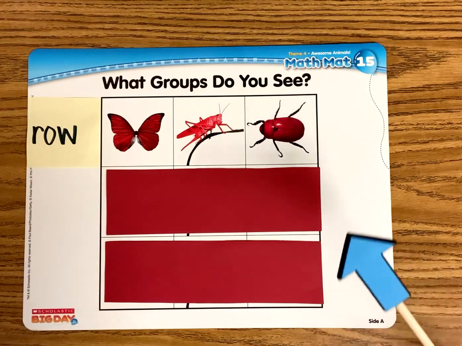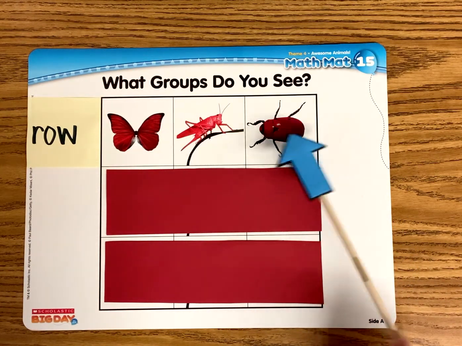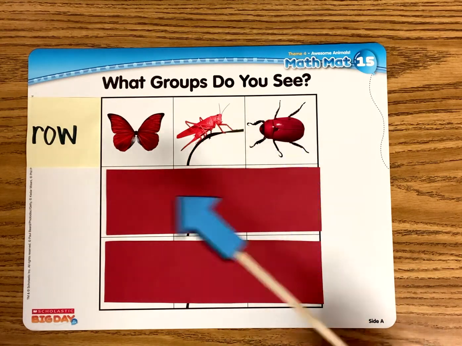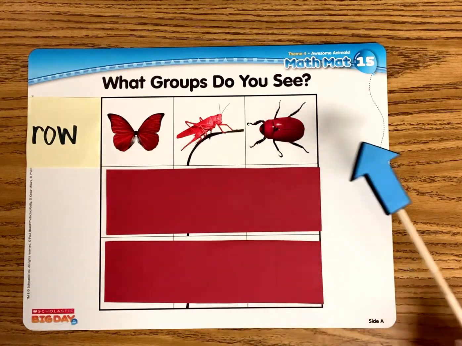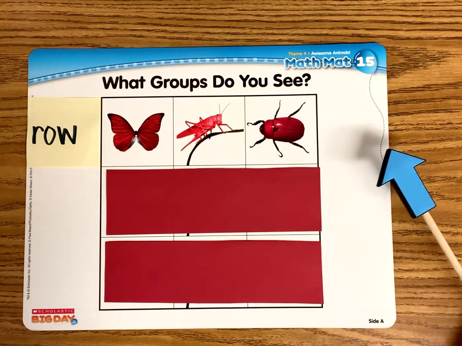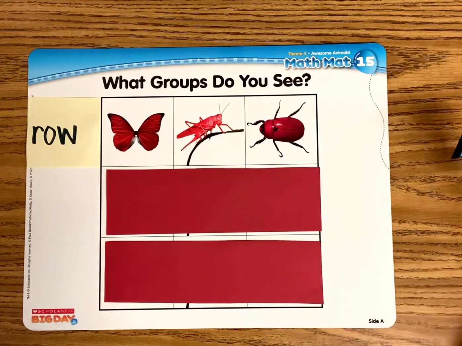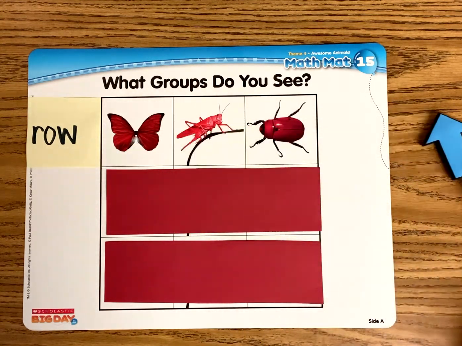A row is things that are lying side by side, just like these pictures. What pictures do we see? What do they have in common, the same? We see that they are the color red. So they are the same color in our row here.